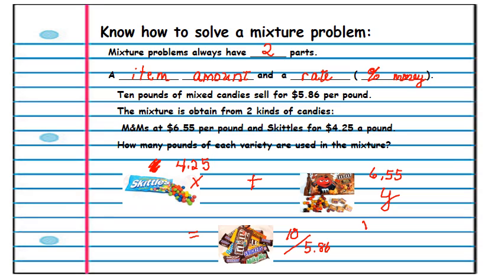So what we have is pounds of Skittles plus pounds of M&Ms equal 10 pounds. And we have the percent of, we have the 4.25 Skittles of pounds plus the 6.55 of pounds equals the 10 pounds at $5.86.